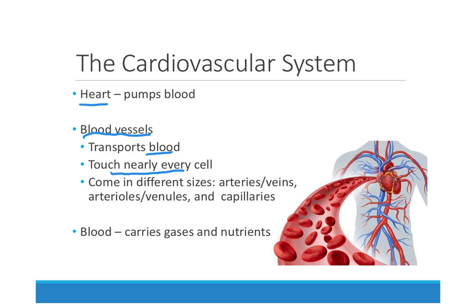Blood vessels are designed to touch nearly every cell so that nutrients and important gases like oxygen can be exchanged. Blood vessels also come in different sizes. We have the largest arteries and veins, then in the middle-sized arterioles and venules, and finally the small capillaries. The third section of the cardiovascular system is the blood, which carries the important gases and nutrients, and that will have its own video.